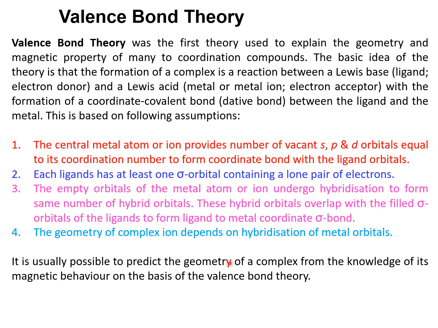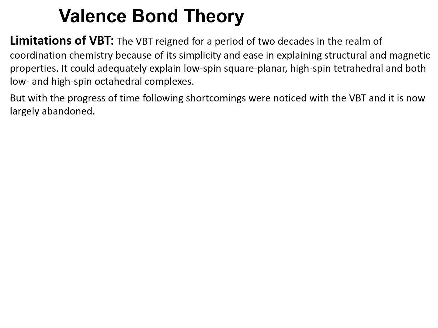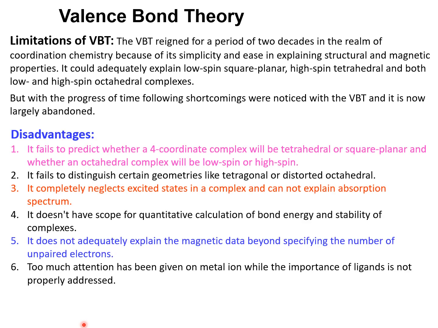It is usually possible to predict the geometry of a complex from the knowledge of its magnetic behavior on the basis of VBT, that is valence bond theory. The important limitation is that it has failed to differentiate between the structural and magnetic properties, and it fails to explain low spin square planar and high spin tetrahedral and high spin octahedral complexes.